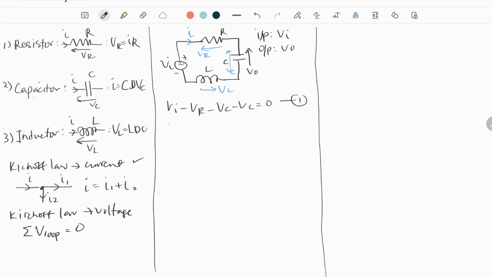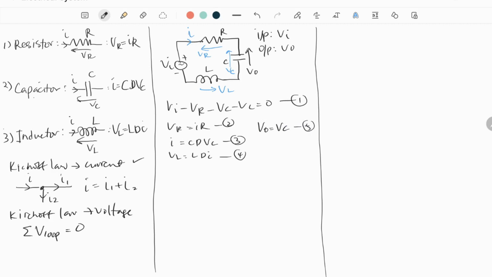The individual voltages: VR is I R, equation 2. VC is I = C dVC/dt, equation 3, and the inductance VL equals L dI/dt, equation 4. Notice that V naught, the one that we want to determine, is actually VC. So V naught equals VC, equation number 5.